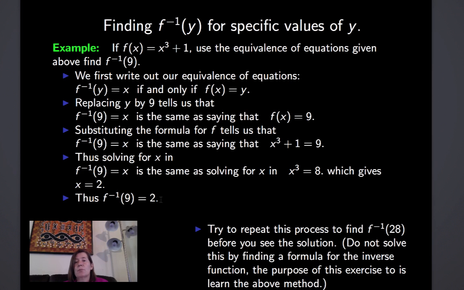Now, try to repeat this process yourself for f inverse of 28. I'd encourage you not to take a shortcut by solving for f inverse here if you've done that before. That's easy here, but I want you to master this method of solving for f inverse of 28 without actually having a formula for f inverse.